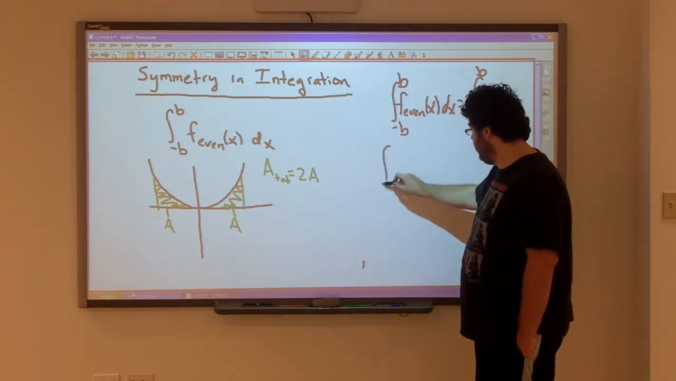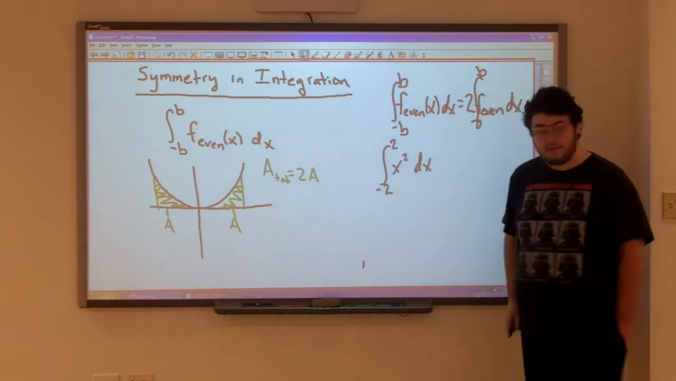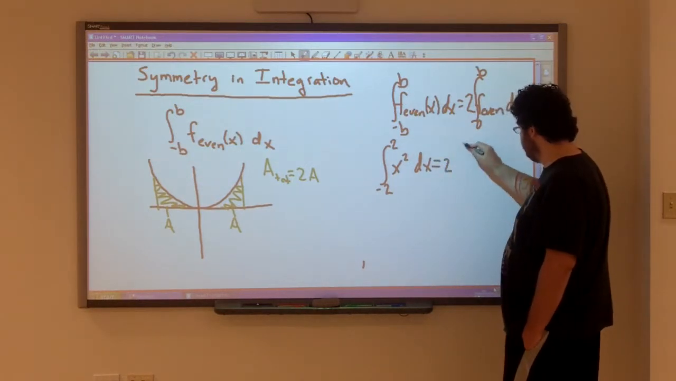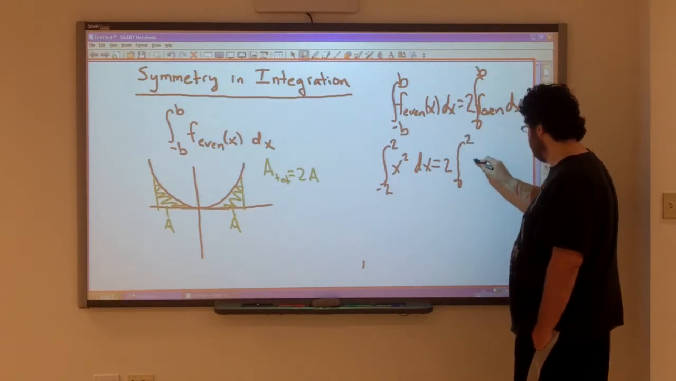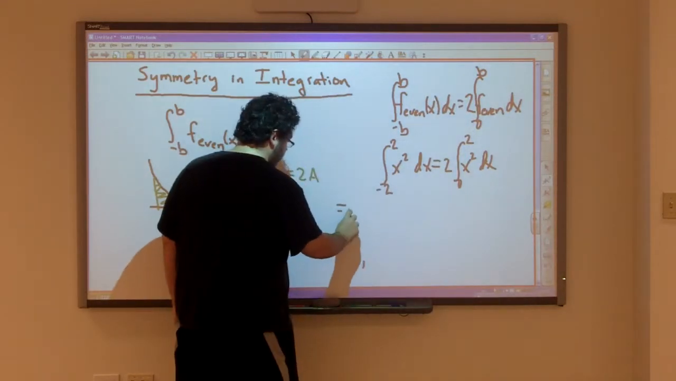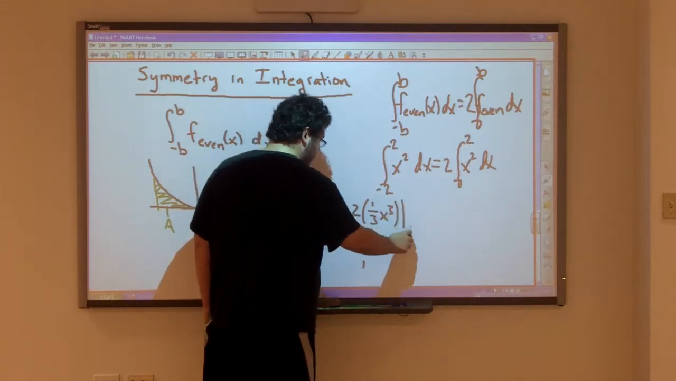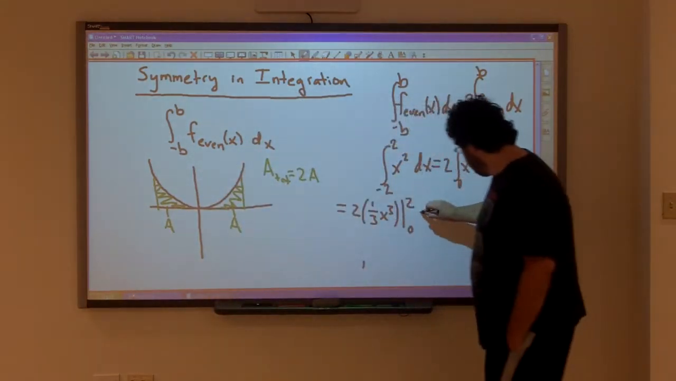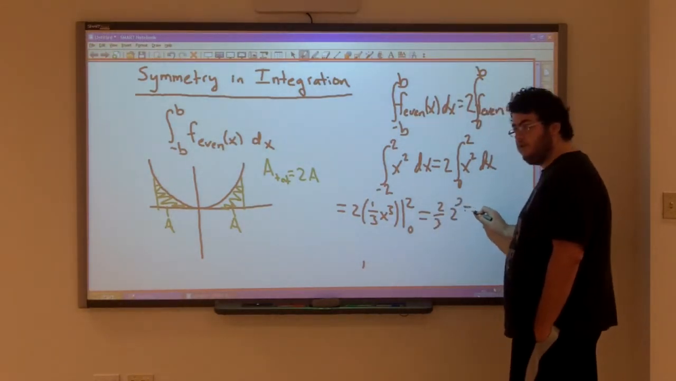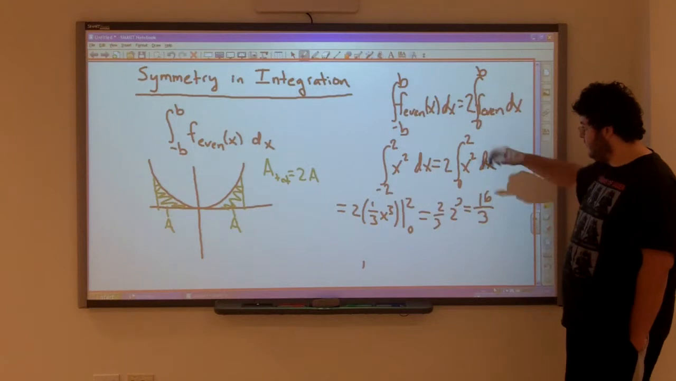Let's go back to our example of -2 to 2 of x squared dx. We can write this as 2 times the integral from 0 to 2 of x squared dx. And then we just use the fundamental theorem to finish it off. So we get 2 times 1/3 x cubed, evaluated from 0 to 2. So we get 2/3 times 2 cubed, which is 16/3.